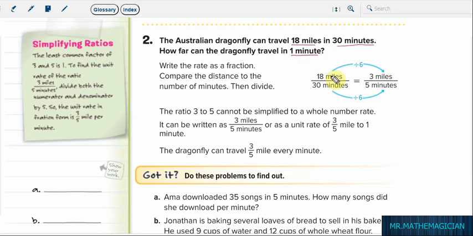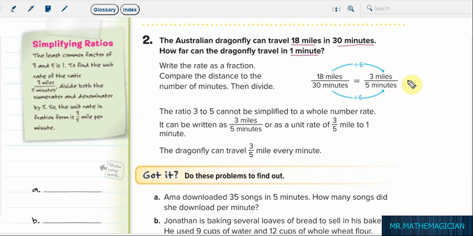So we begin by writing 18 miles up in the numerator, 30 minutes down in the denominator. And it's clear that we can divide up and down by 6. This will give you 3 over 5, means 3 miles for every 5 minutes.